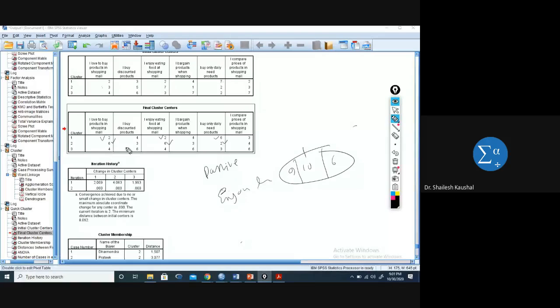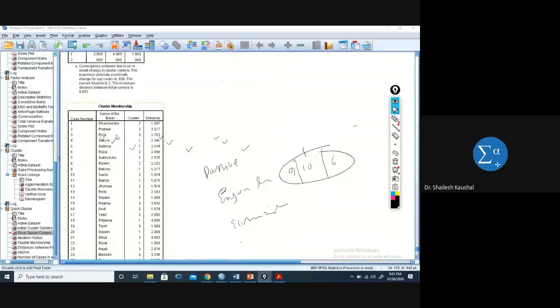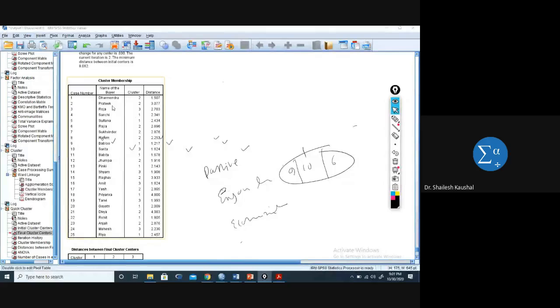And third type, high value of this, high value of this, and high value of this. What is the high value? I buy discounted products, I bargain the product, I compare the prices. So we can give the name economical buyers. Okay. And who are they? So we can name the people also. Dharmendra, Pratik, they are enjoy loving shoppers.